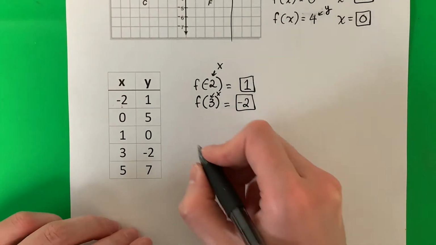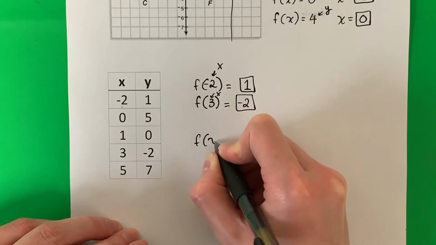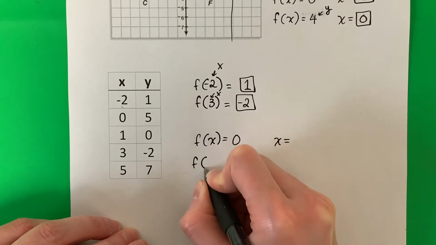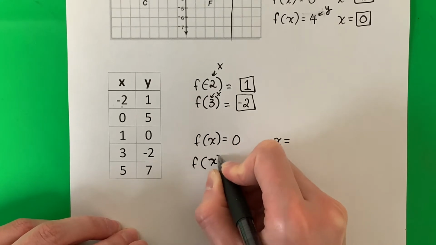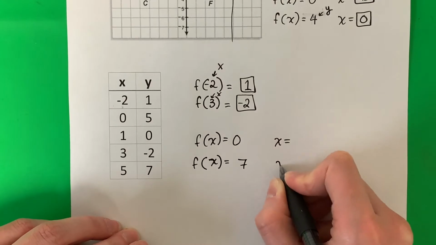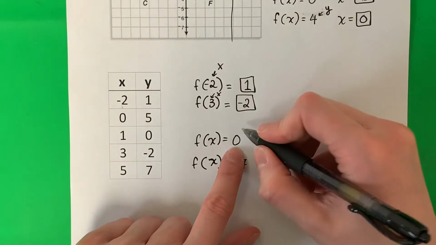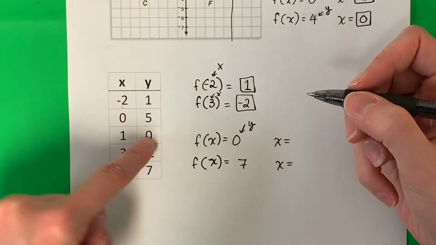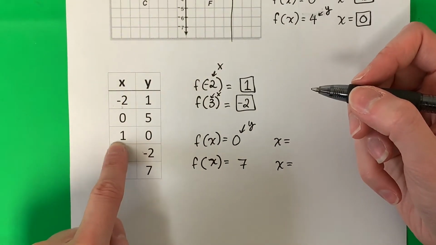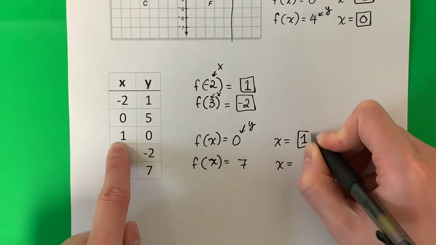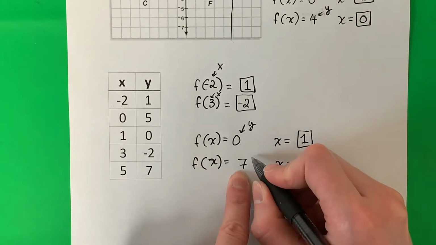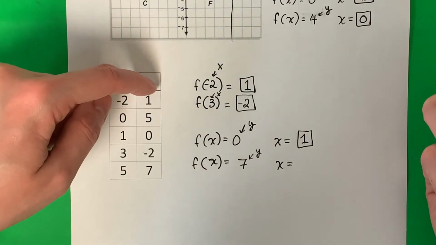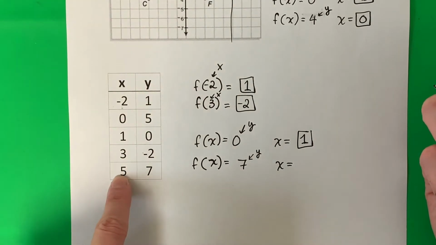Okay, let's try if f of x equals 0. What is x? And let's try also f of x equals 7. What is x? So this is outside the parentheses, so that is y. So you go to the y of 0. Who's the partner? 1. F of x equals 7. 7 is outside the parentheses, so that is y. So you go to y of 7, the partner is 5.